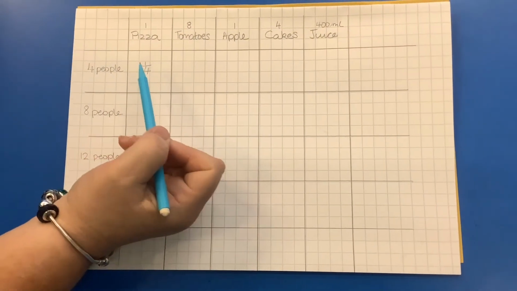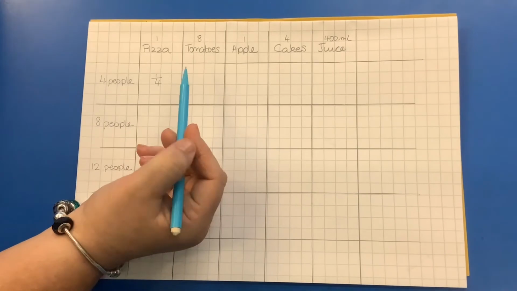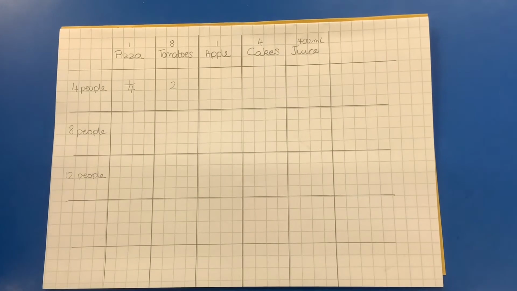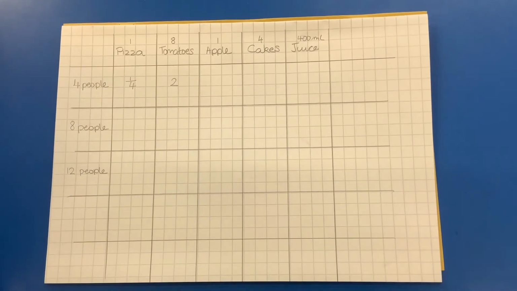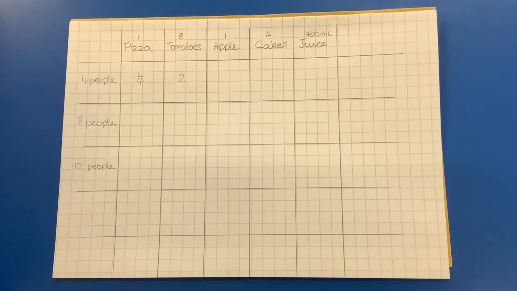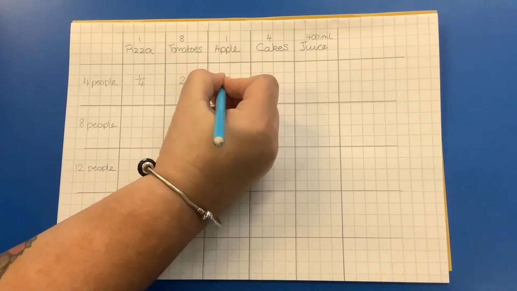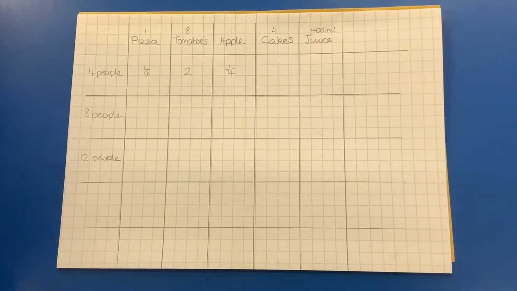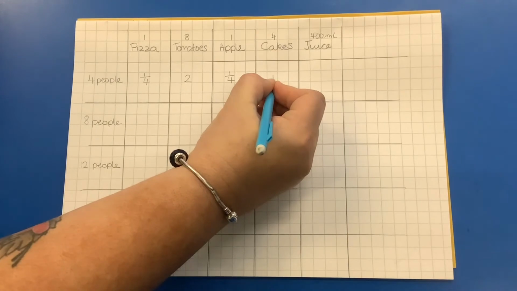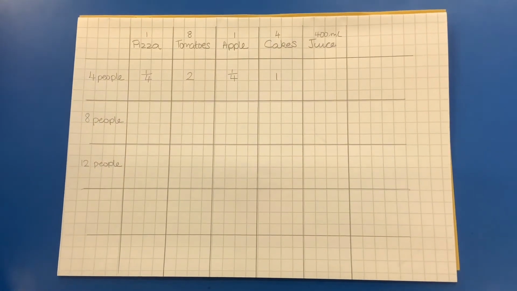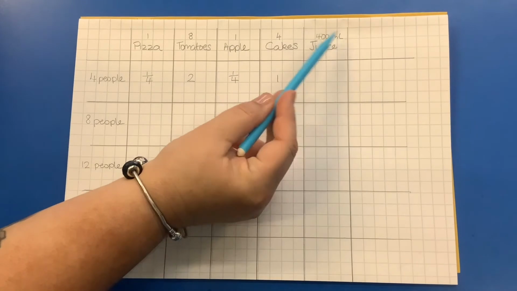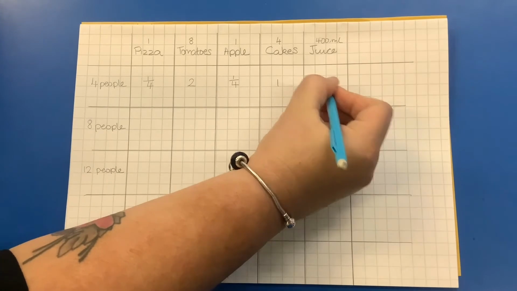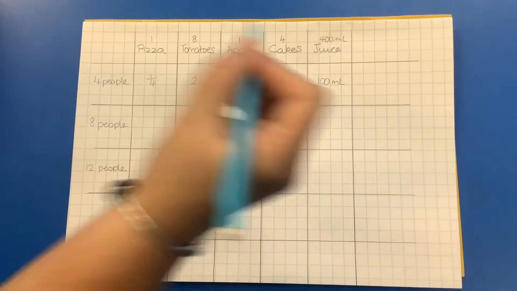There were 8 tomatoes, and between 4 people, they got 2 each, didn't they? We didn't have to halve them or cut them. We just shared them equally as a fair feast, so they got 2. Now the apple, we had to cut that, didn't we, again into quarters, so they got 1/4 of the apple. And the cakes, well, there were 4 cakes, so they all got 1 cake each. And all together in my 2 cartons, there were 400 millilitres. So that divided by 4 meant that each character got 100 millilitres.